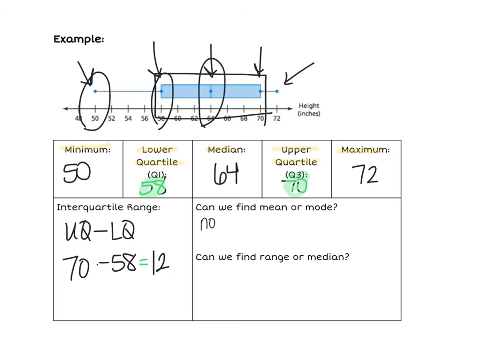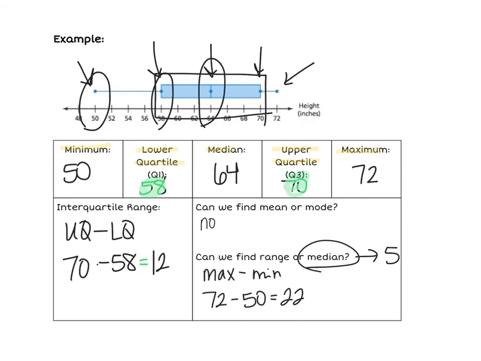Can we find the range? We can find the range. If you remember, finding the range is the maximum number minus the minimum number. And in a box plot, we can see we have the maximum number right here, which is 72, and our minimum number is 50. So we can find the range when looking at a box plot. 72 minus 50 gets us 22. And we can find the median because that is one of the numbers that is shown in our box plot. So we can also find the median by looking at a box plot, which in this case is 64.